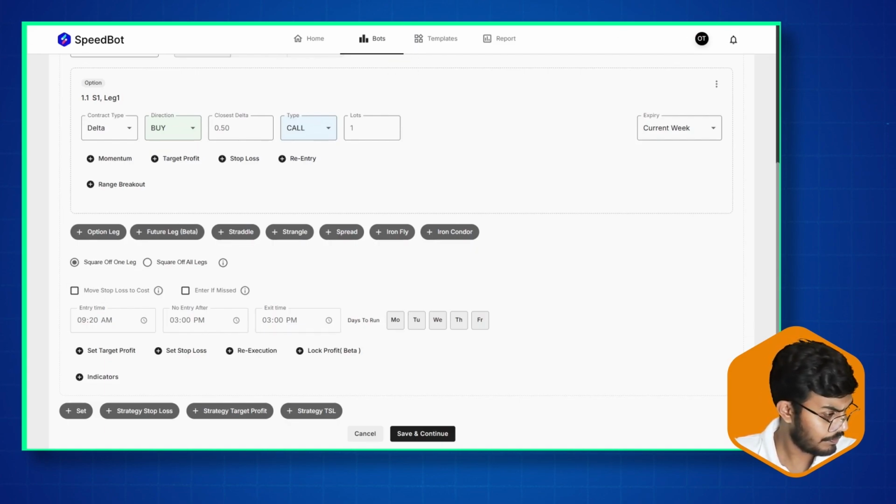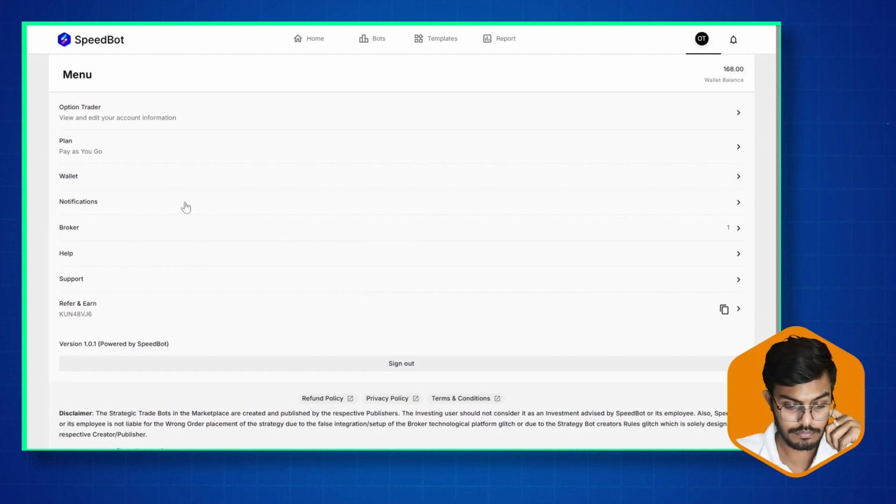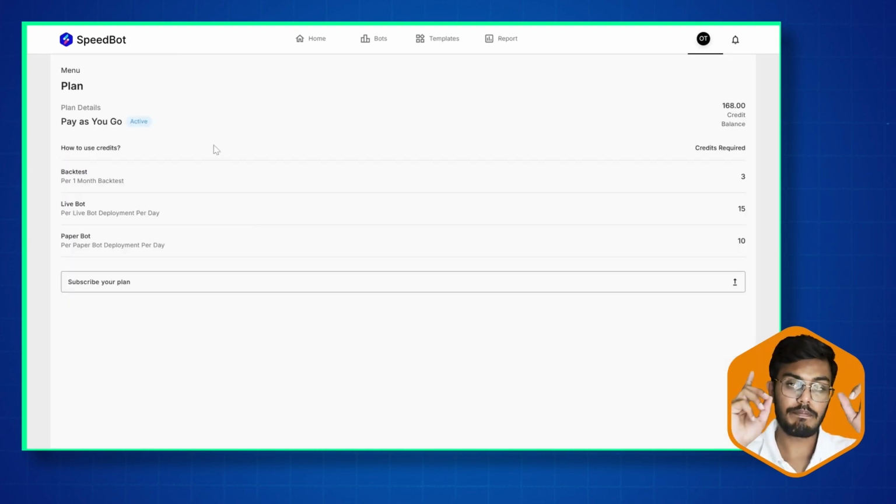So it's from Nawaz. Nawaz asks what are the pricing plans on SpeedBot? So Nawaz, talking about the pricing plans on SpeedBot, we have two types of plans that you can explore. If you go to the menu section, in the plans, one is the pay-as-you-go plan. That is basically a prepaid plan. Whatever credits or money you add in your wallet, based on that, the credits would be automatically deducted.